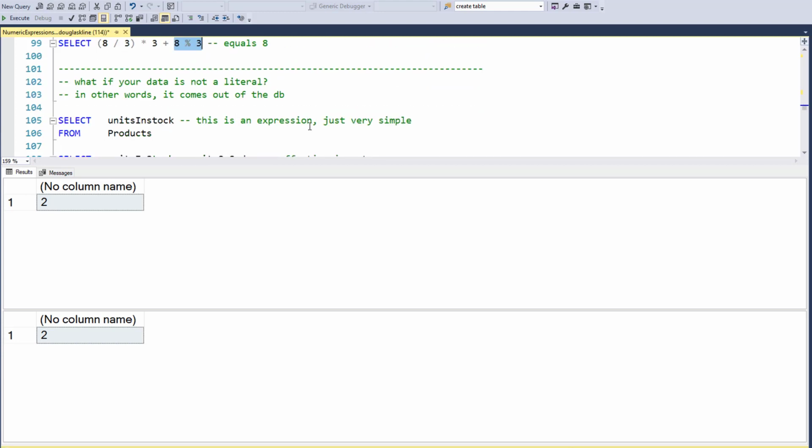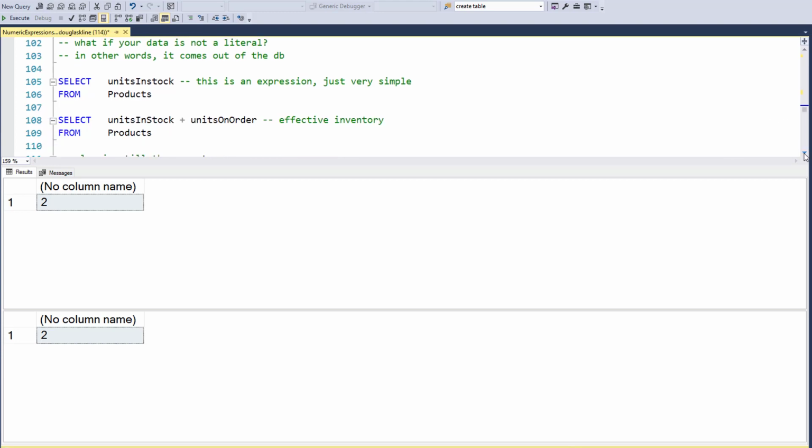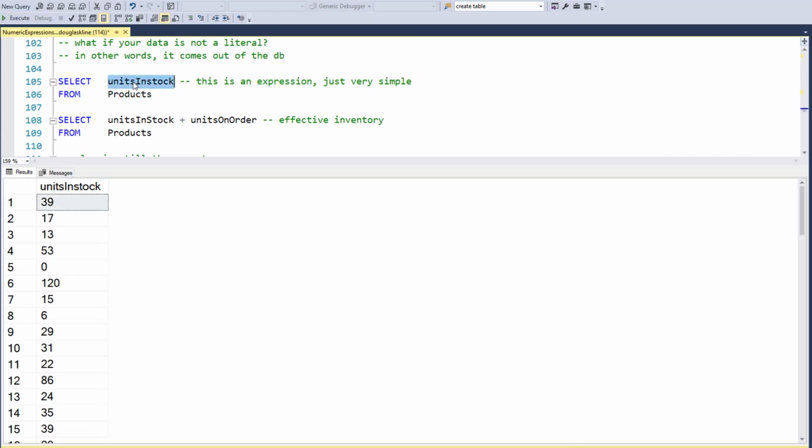So what if your data is not a literal, right? So it's not some value. The number's coming out of the database somewhere. So here's an example of an expression. So that's the expression right there. It's a very simple expression. It just has one field name in it. But it is an expression. And the database engine is expecting an expression here. So what it does is it shows me for every record in the products table, it evaluates that expression.